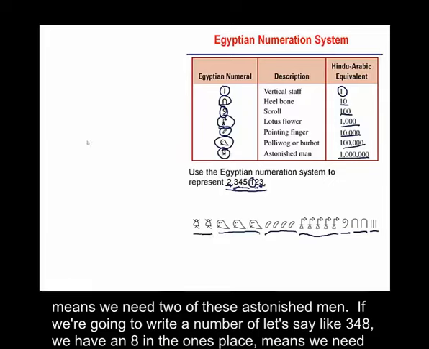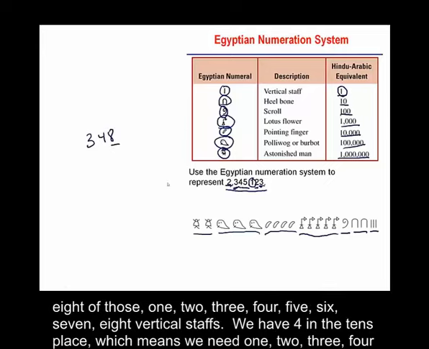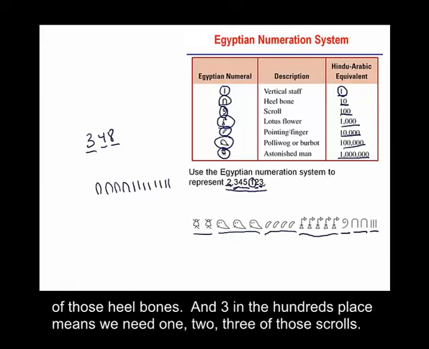If we were going to write a number, let's say 348, well, we have an 8 in the ones place, which means we need 8 of those. 1, 2, 3, 4, 5, 6, 7, 8 vertical staffs. We have 4 in the tens place, which means we need 1, 2, 3, 4 heel bones. And 3 in the hundreds place means we need 1, 2, 3 scrolls.